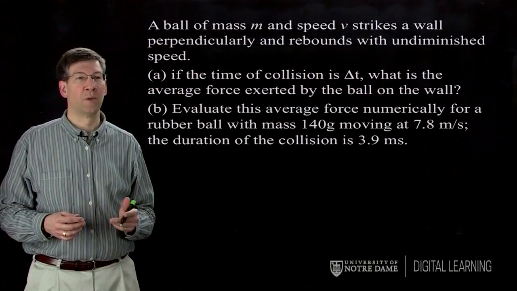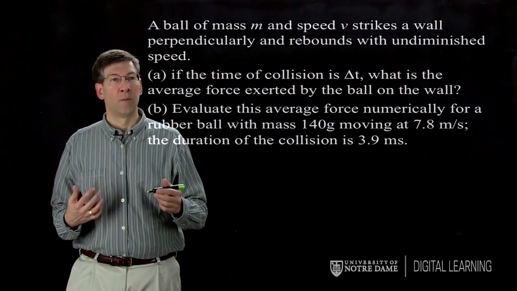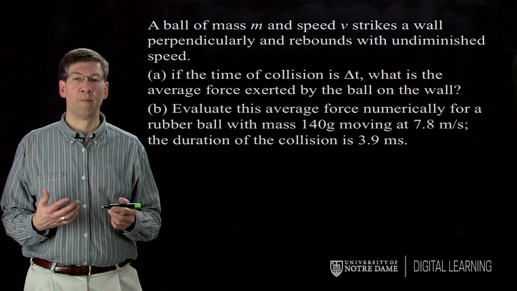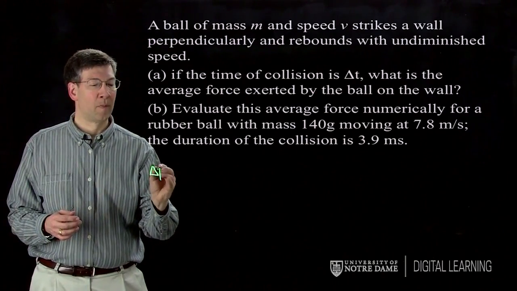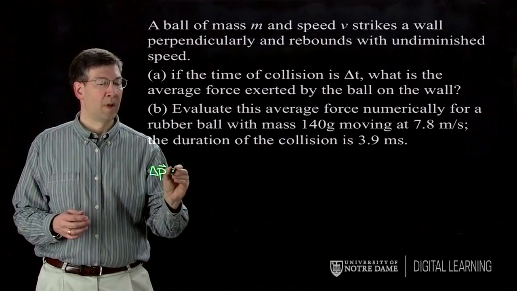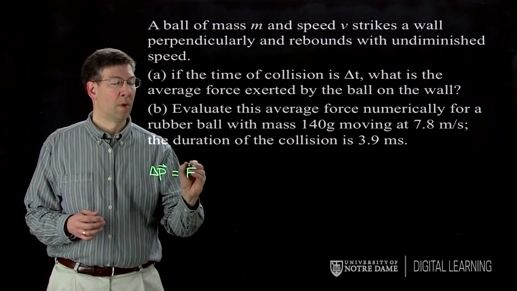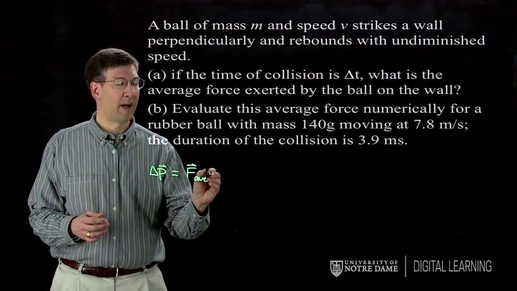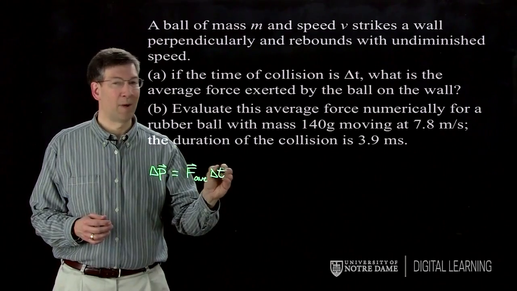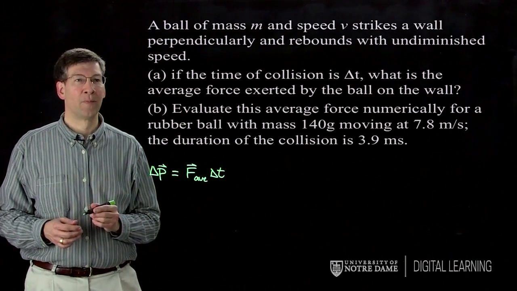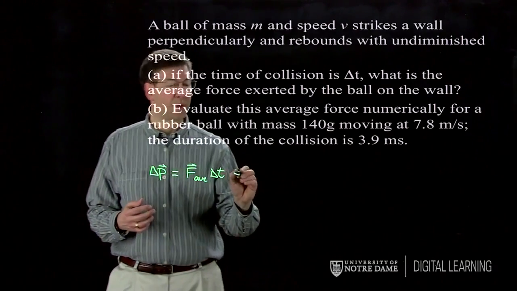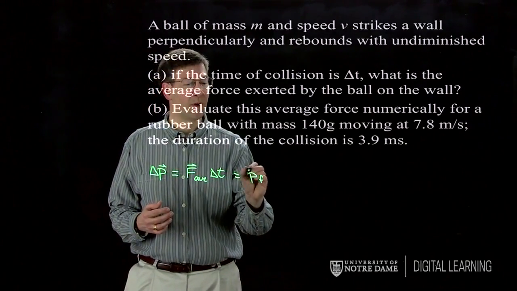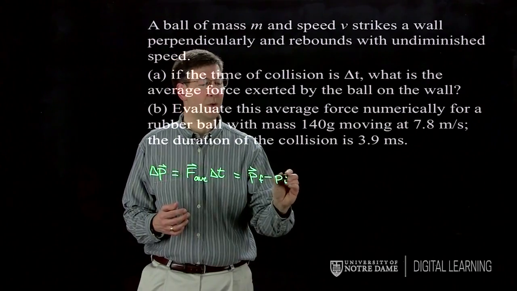Okay, so let's look at a solution. So again, this is an impulse problem. And so we can write that the change in momentum of the ball is going to be equal to the average force that acts on the ball times the time interval over which that force acts. So this is the standard impulse relationship. So this is going to be equal to P final of the ball minus P initial.